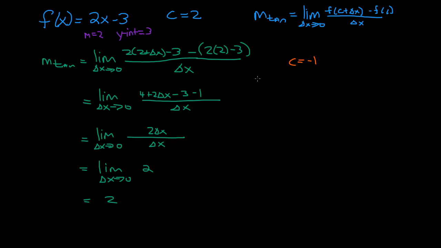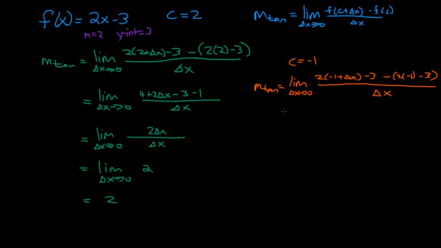We could say the slope of the tangent line equals the limit as delta x approaches 0. And now let's apply the definition again. It's f at c plus delta x. So that's 2 at -1 plus delta x minus 3, minus f of c. So that's 2 times -1, minus 3, all over delta x.